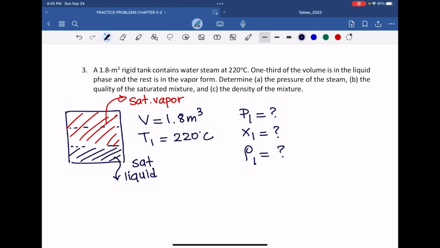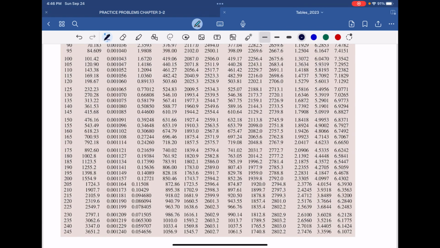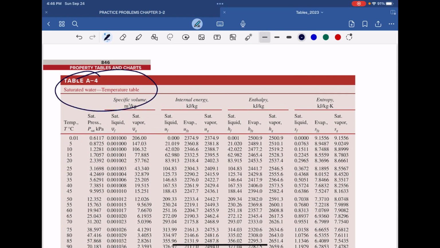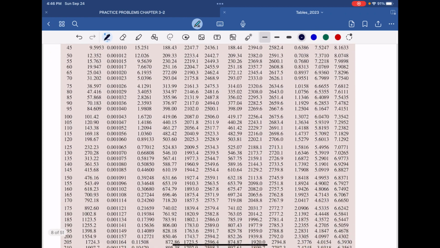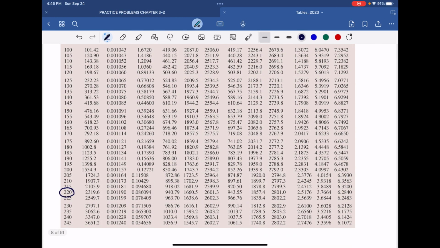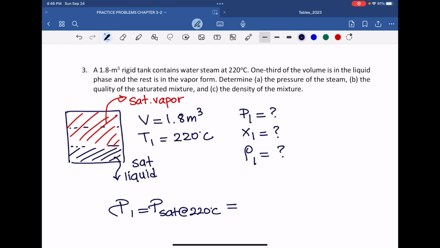Well, the pressure is easy because if you have a mixture, it has to be the saturation pressure at that temperature. Okay, now this is water, so I need to choose the right tables, saturated water tables, and find the right temperature tables, 220, and the corresponding saturation pressure is 2319.6. Okay, well, we found the pressure.